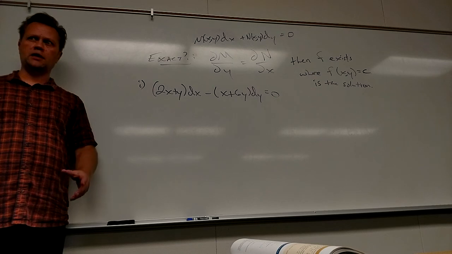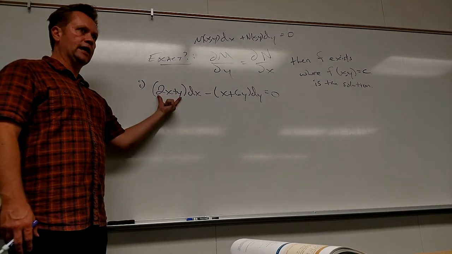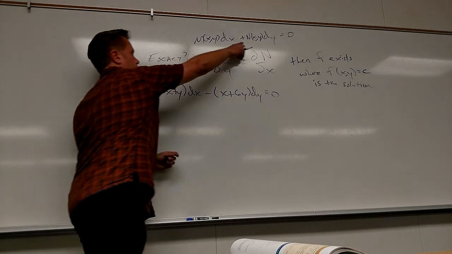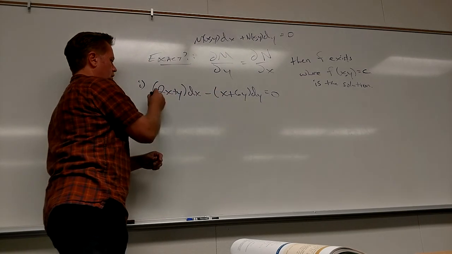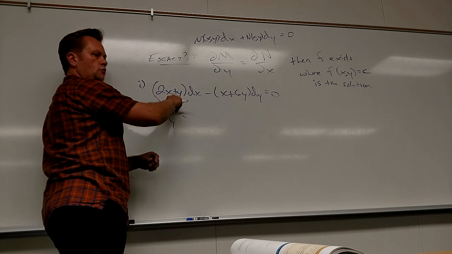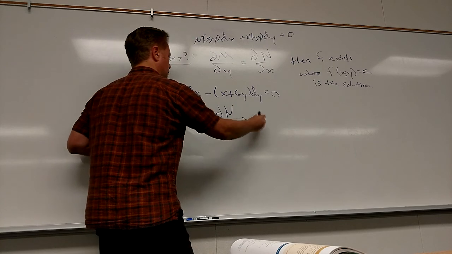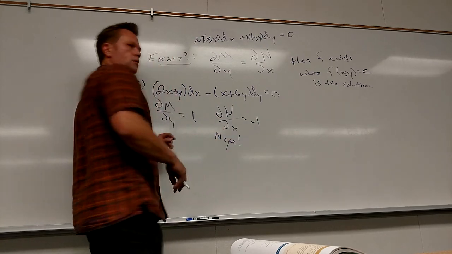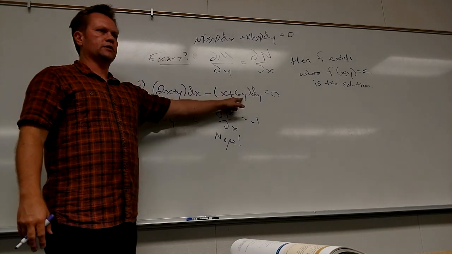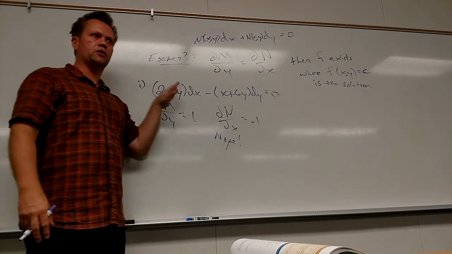So the mistake that people make is this is not in that form really, or at least realize M is this, N is negative this. Right? So partial M partial y is 1, but partial N partial x is negative 1. Nope. So it's also a mistake when they have, like, if I put this equals this, it's not in that form. You're supposed to pull that stuff over. Do you see what I'm saying?